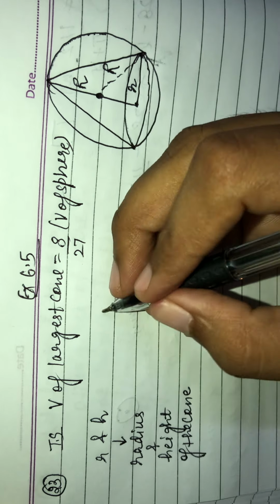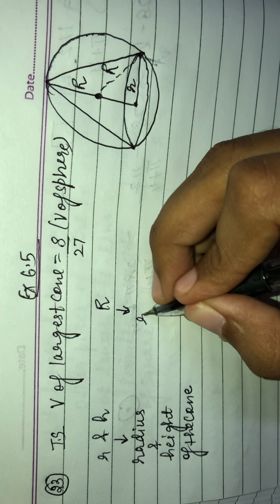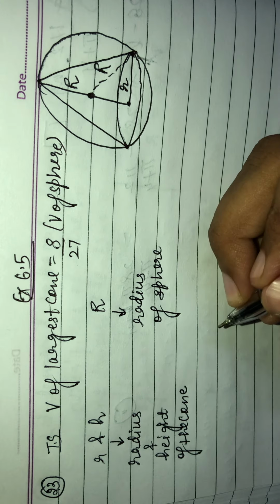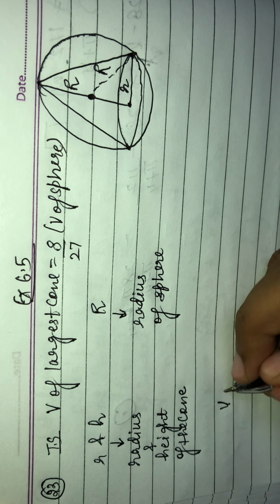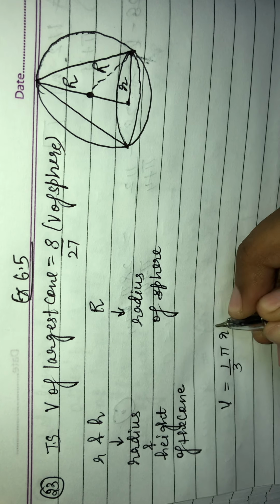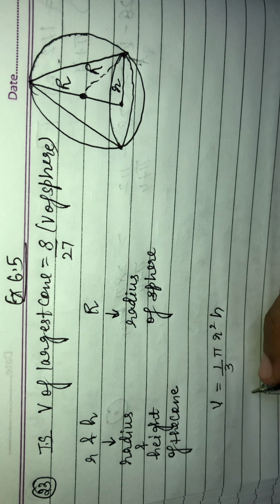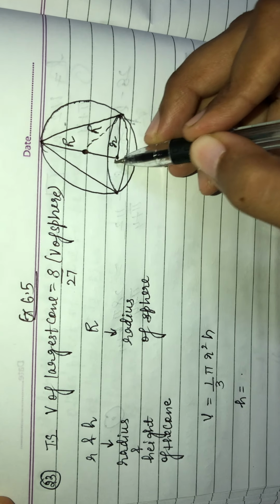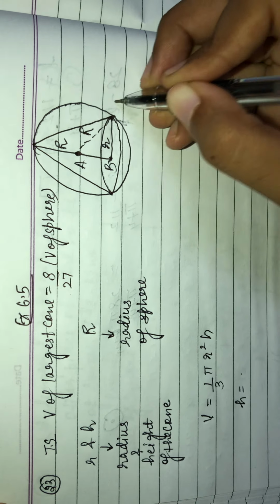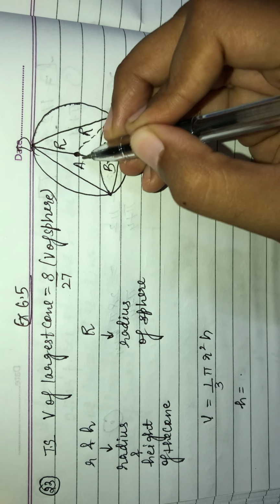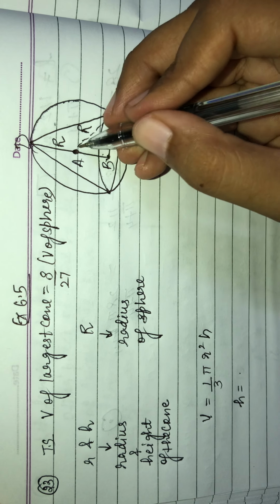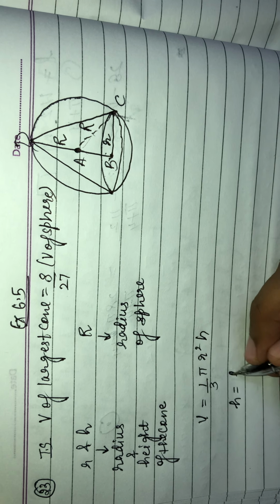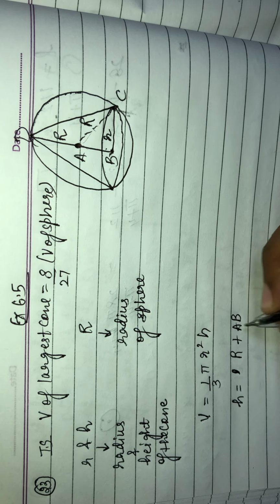And capital R is already given as the radius of the sphere. Now what you need to do: the volume of the cone is 1 by 3 pi r square h. The height of the cone will be R plus this length. Let's suppose I am taking A, B, C, D. So R is given. What will be the length for this? By using the Pythagoras theorem, under root R square minus r square will give you AB. So this is R plus AB.